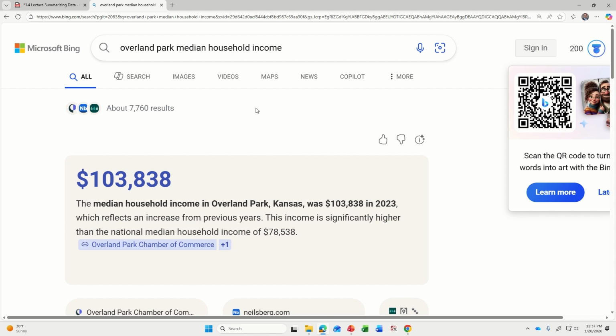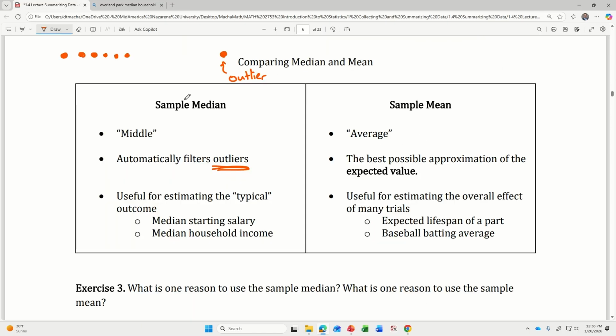This is better than taking an average household income, because I'm sure there's some people in Overland Park that might make like $100 million a year. But that's such a strange outlier. It in no way reflects the typical demographic of the population. And if I really care about how the local economy is doing, I'm not really interested in those weird outliers. I'm more interested in the typical household. So that's why when you use medians, it's because it automatically filters outliers, just because we're choosing the middle data point and the other data points don't even matter.